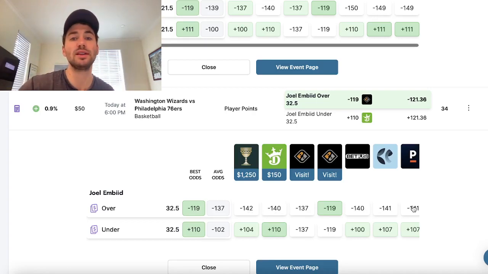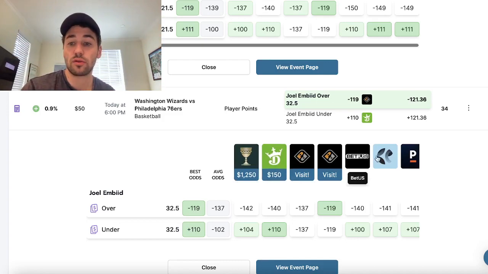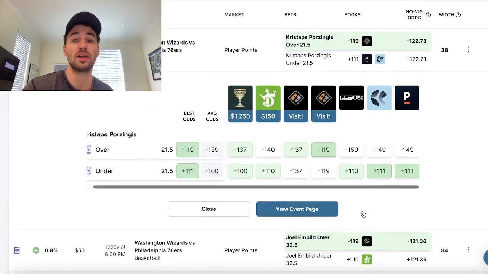Sportsbooks invest hundreds of millions of dollars in their ability to set lines. They're taking bets, constantly moving around their odds due to supply and demand. And we have 1, 2, 3, 4 sportsbooks all telling us the exact same thing. This line should be minus 140. We're getting minus 119. Clear value, slam it.